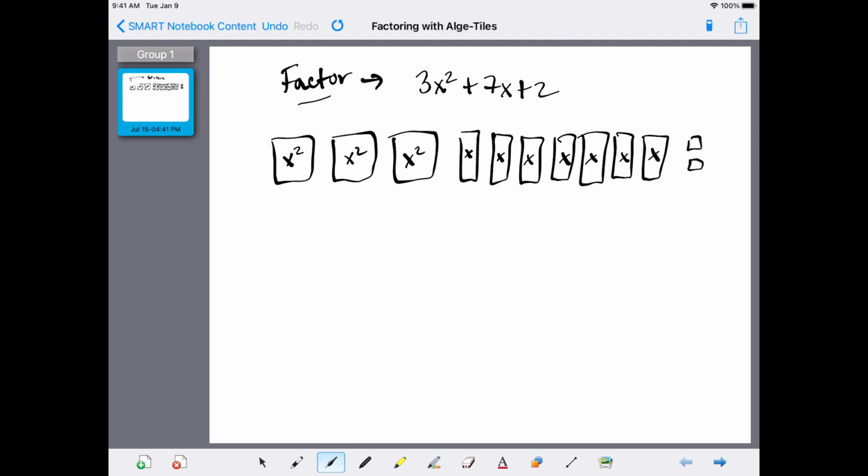I encourage you to pause the video and see if you can rearrange these Alge-Tiles that I have listed into a rectangle. And then I'm going to show you that you can just basically read off the dimensions, and the dimensions of this rectangle are going to be the factors of 3x squared plus 7x plus 2.